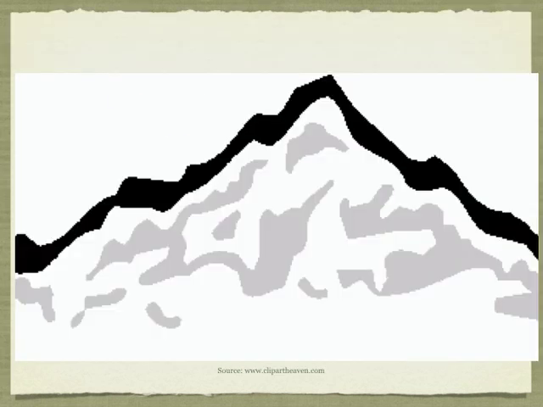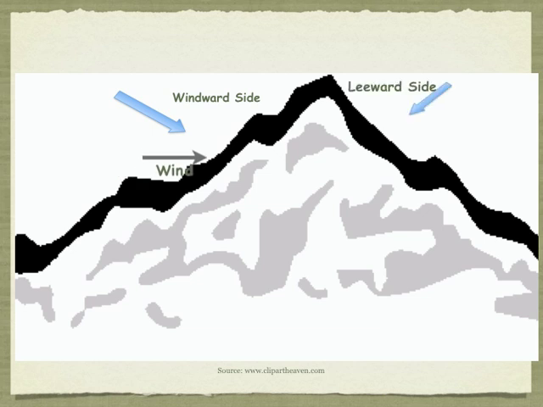The term windward refers to the upwind side of a mountain range, or that which faces the direction of the dominant wind flow. The term leeward refers to the downwind side of a mountain range, or that which is sheltered from the dominant winds.